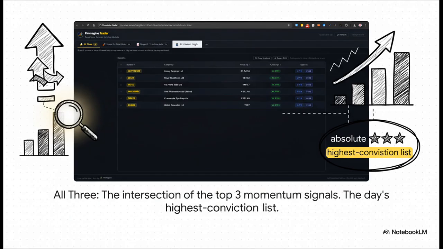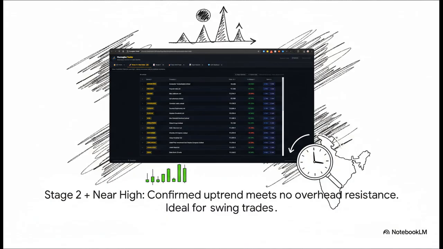The next tab over is Stage 2 plus Near High. Now this one combines 2 very powerful signals. The stock is in a confirmed institutional uptrend, and it's near its peak, which means there's no overhead supply from trapped sellers. These are pretty much the ideal candidates for clean swing trades.